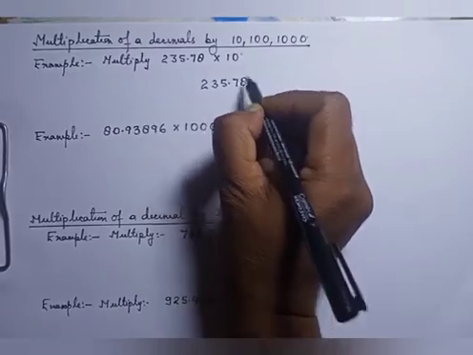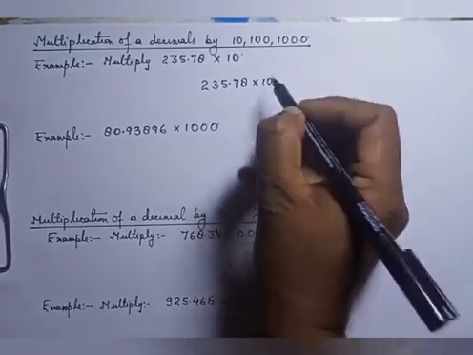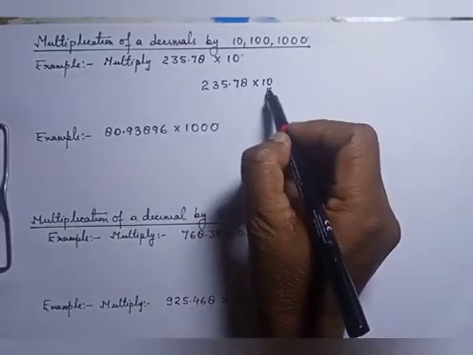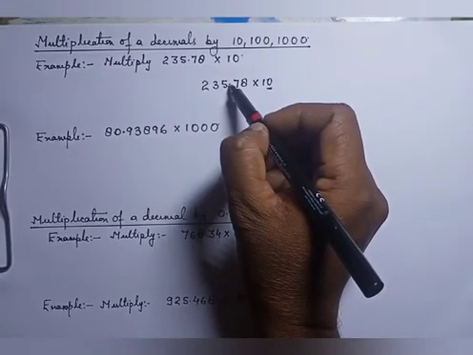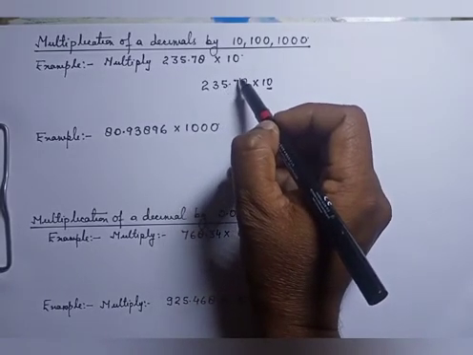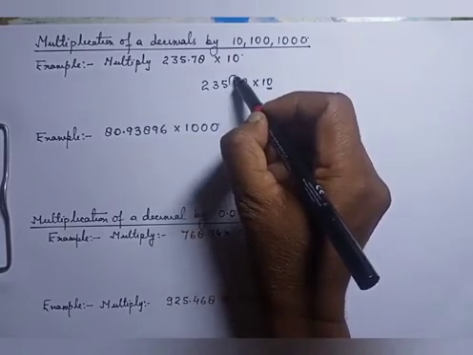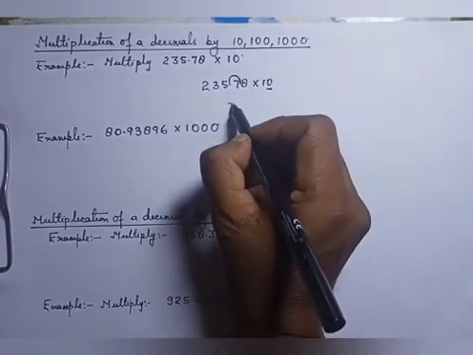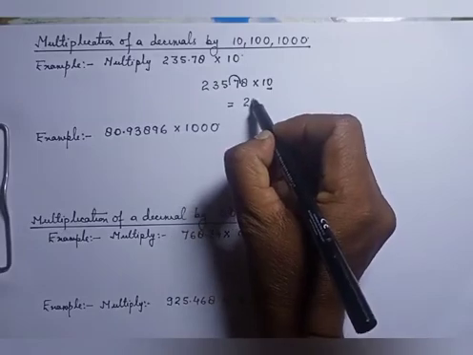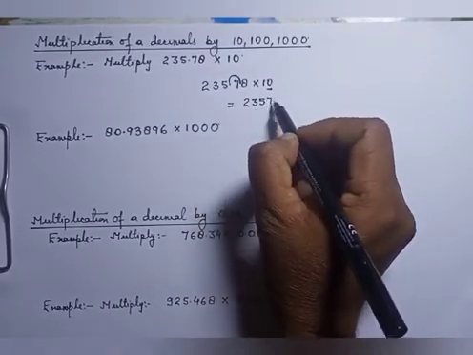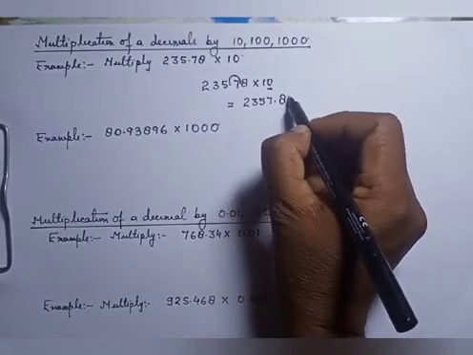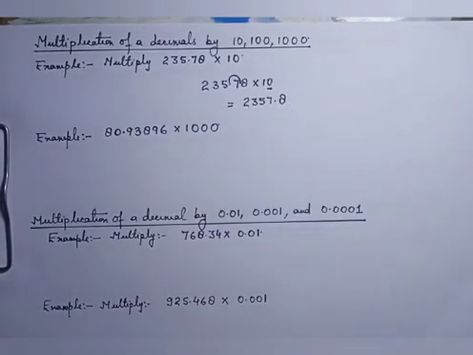235.78 multiplied by 10. Since over here 1 zero is there, I am going to shift the decimal place towards the right by one place. So this decimal is going to shift over here. So the answer that we are going to get is 2357.8. This is the answer. I hope it is clear to everyone. Let us see one more example.